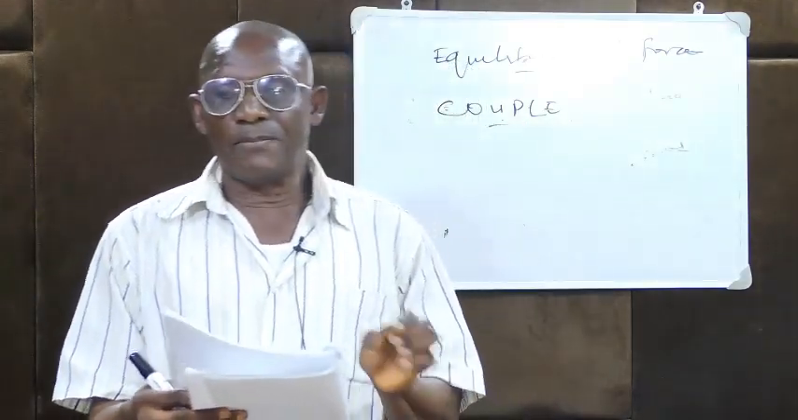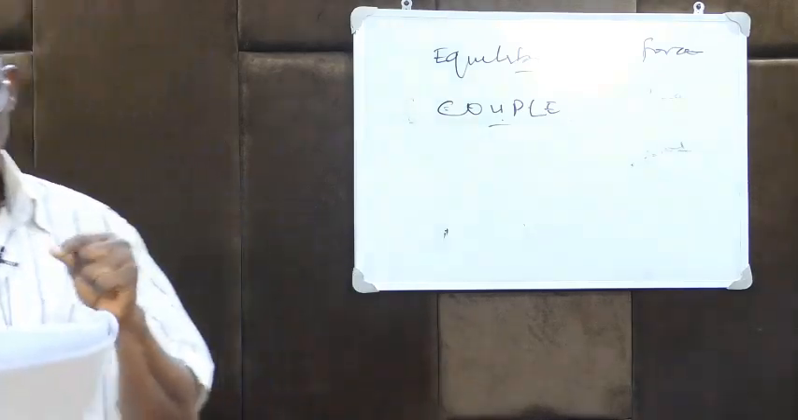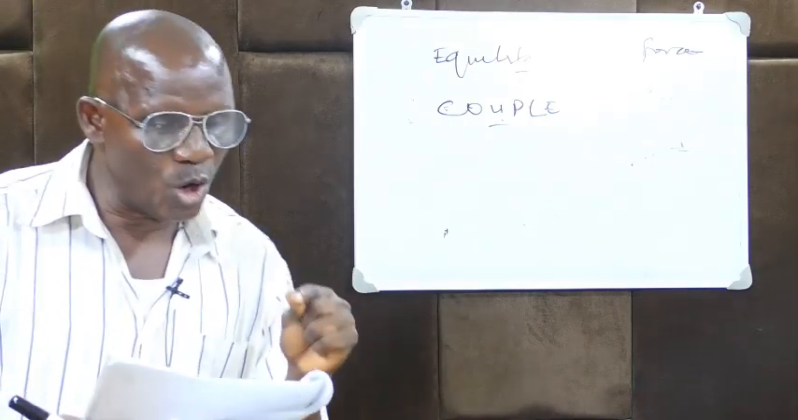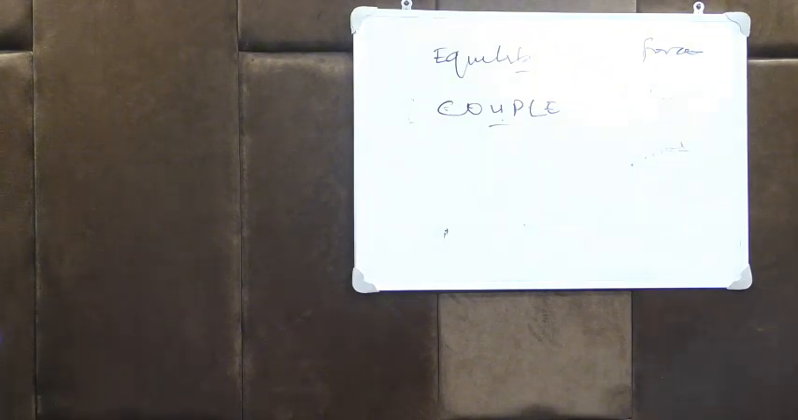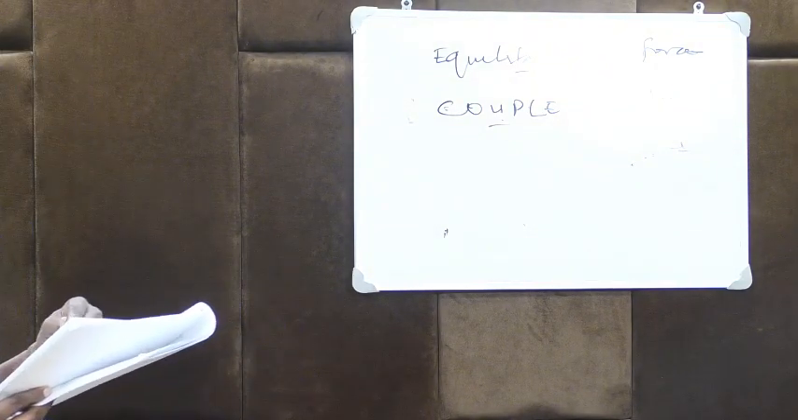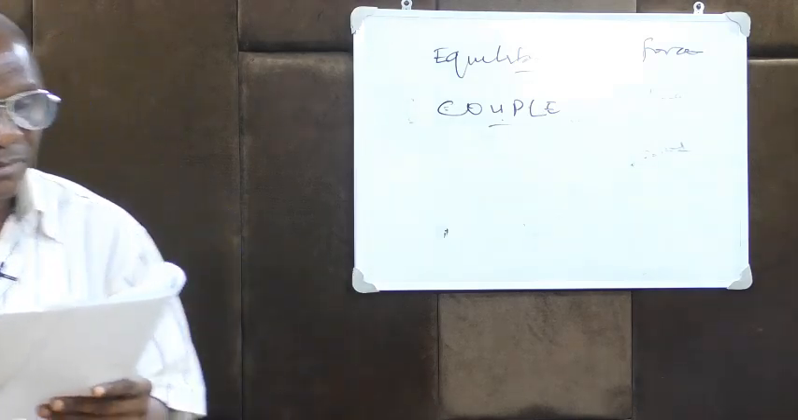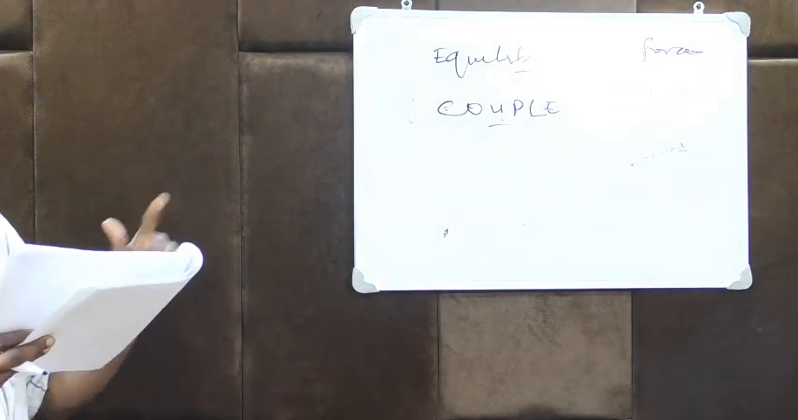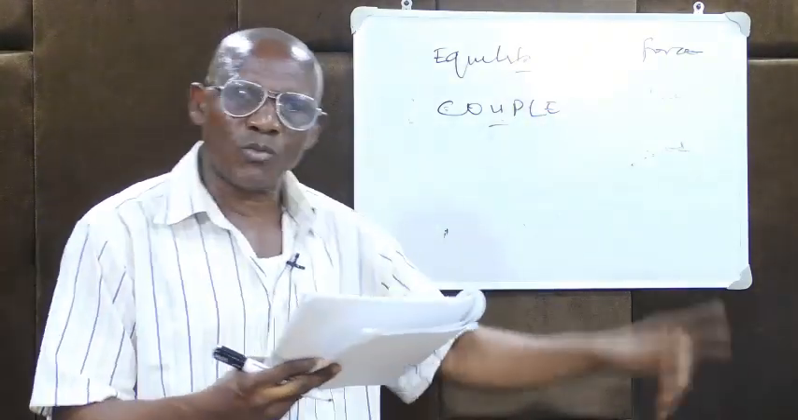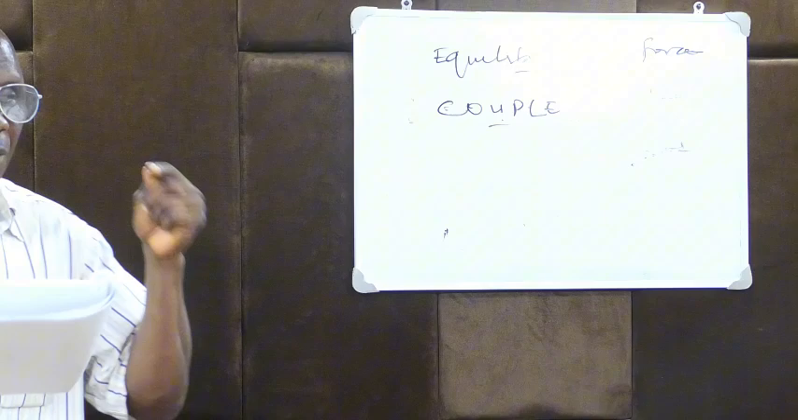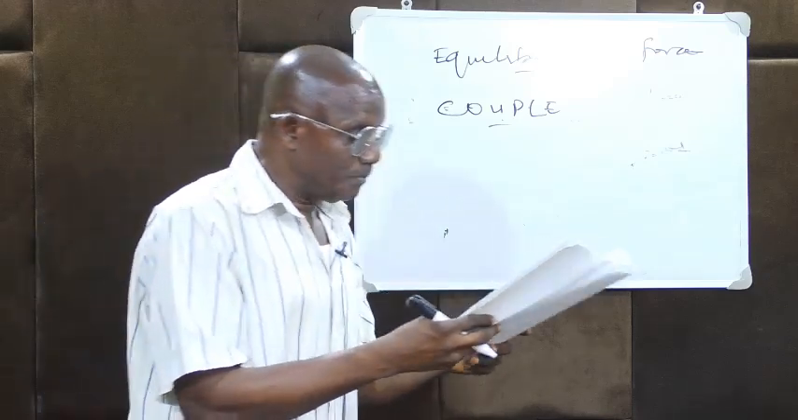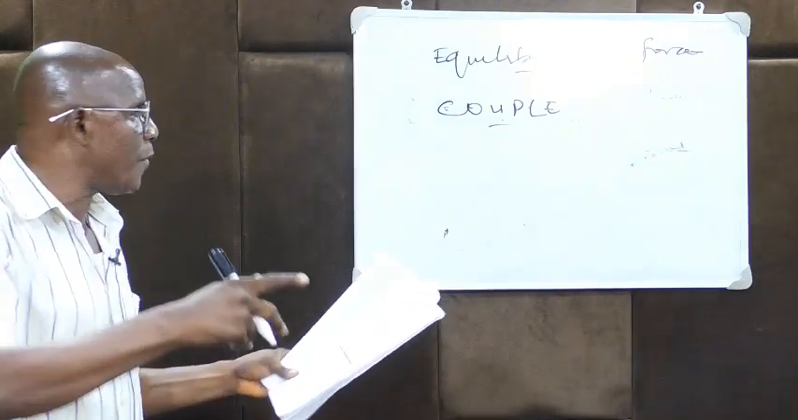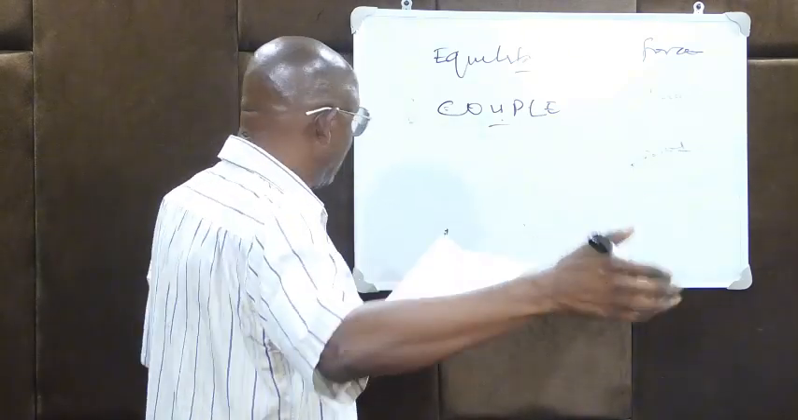Couple can be defined as a system of two parallel, equal but opposite forces not acting along the same line of action. Two parallel, equal but opposite forces that do not have the same line of action. The resultant force is zero, but the resultant moment, we talked about the moment the other time, is not zero. That is why couple can produce turning effect. So the moment of a couple is one force multiplied by the perpendicular distance between the two forces.